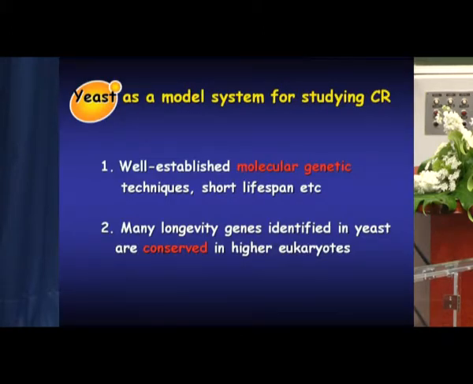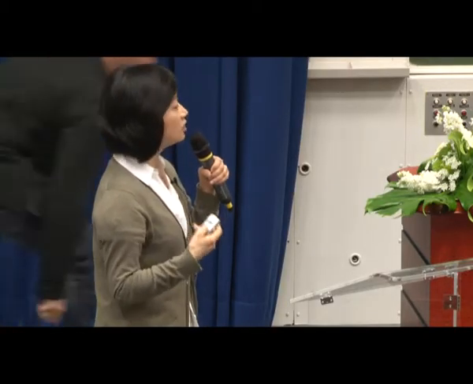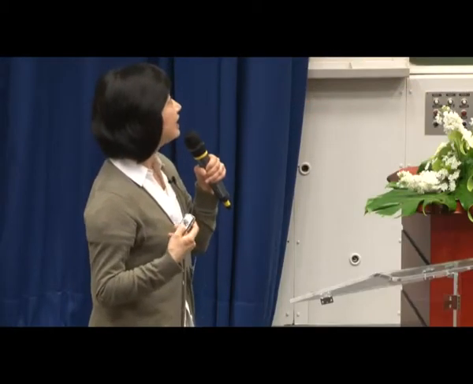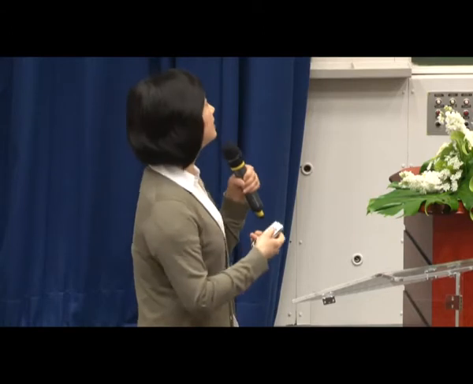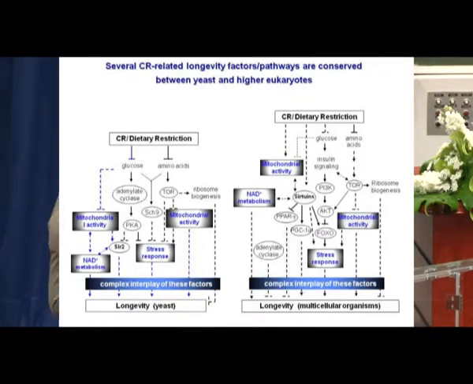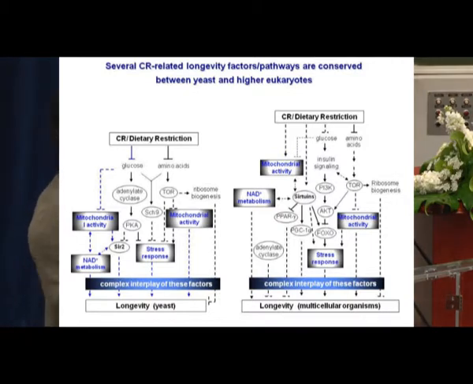We use yeast as a model system to understand how lifespan could be regulated at the cellular level, because it has well-established molecular genetic techniques and a relatively short lifespan, so it is much easier to study cellular lifespans. Also, many longevity genes identified in yeast are conserved in higher eukaryotes.